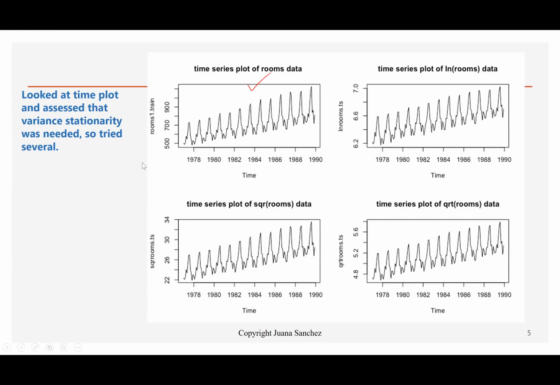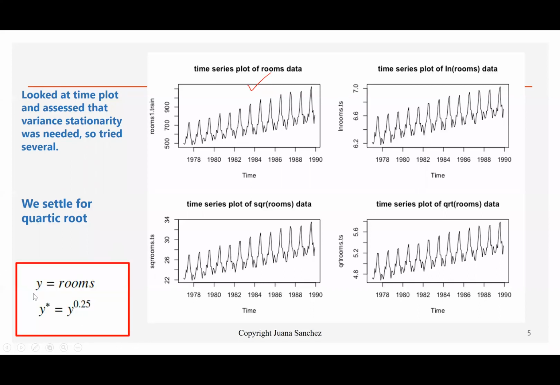And so we try several transformations: the log, the square root, the quartic root. The quartic root is the data to the 1/4, okay? And we settled for the quartic root. So we have a new time series now, y star equals y to the 0.25. And that's this one. So this is what we're going to go with. That's the pre-transformation, and that's not going to show up in the ARIMA model, but that's something you need to keep in mind. Some people forget that they did this.